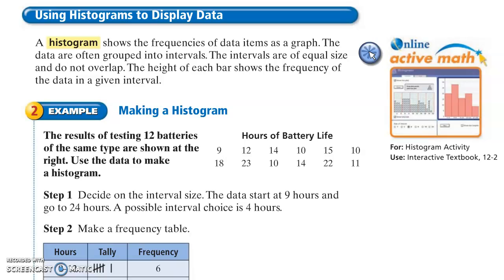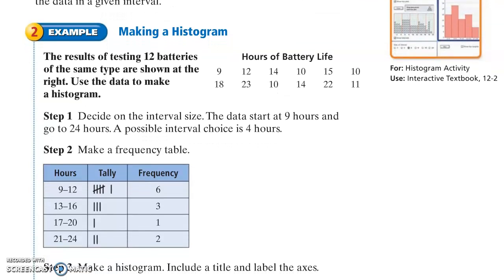So the data are often grouped into intervals. Interval is a fancy word that just means groups or ranges, or like I guess probably groups is the best way to put it. The intervals are equal size, that's very important, and they do not overlap. So let's go ahead and look at this example right here.